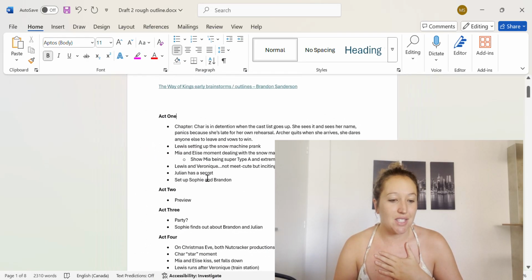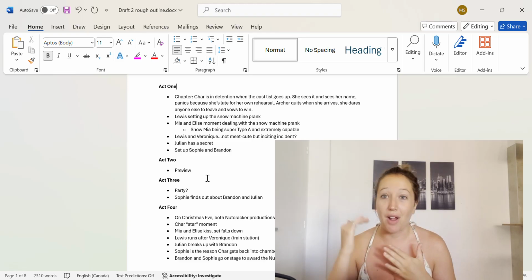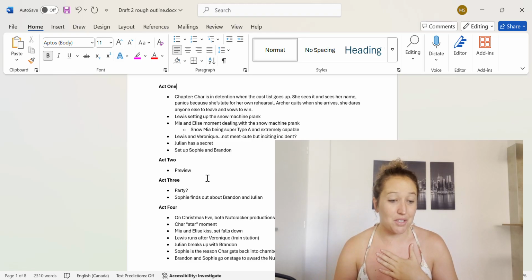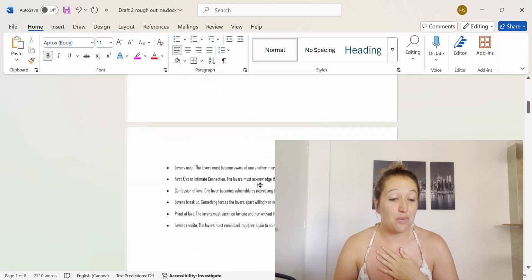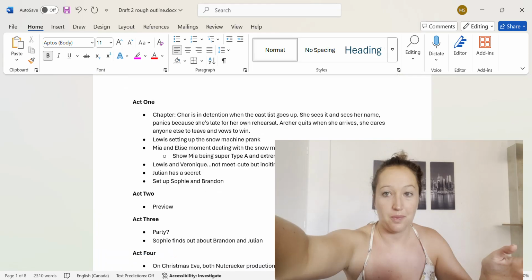So I started like this, very similar to what Brandon did. I have Act 1, Act 2, Act 3, Act 4. And in those acts, I literally just jotted down the main things that I knew were going to happen. I think in Act 1, I have a bullet point for every character. In Act 2, I have one note. In Act 3, I have a party and a big reveal. And then Act 4, again, I have a jot note for every single person.